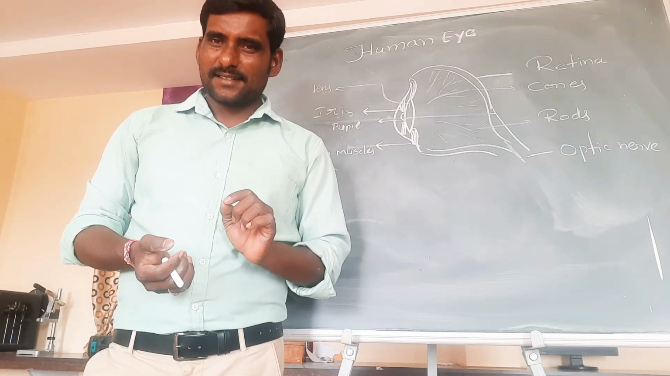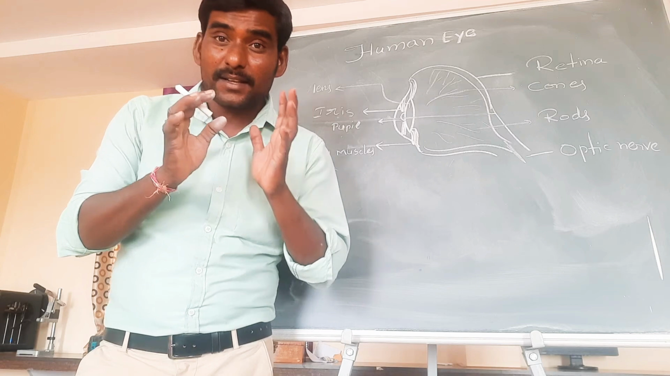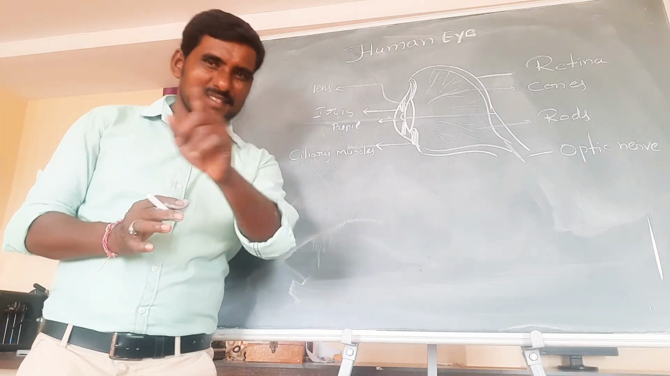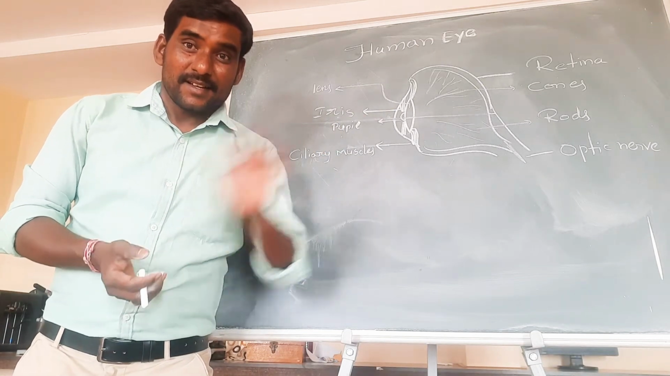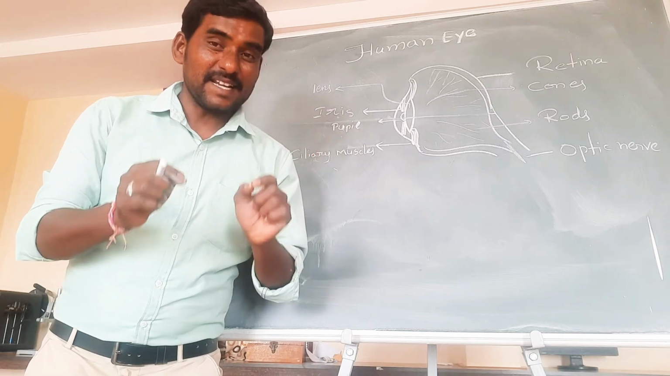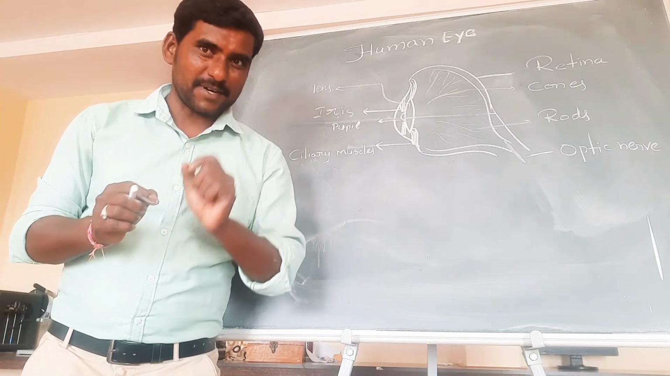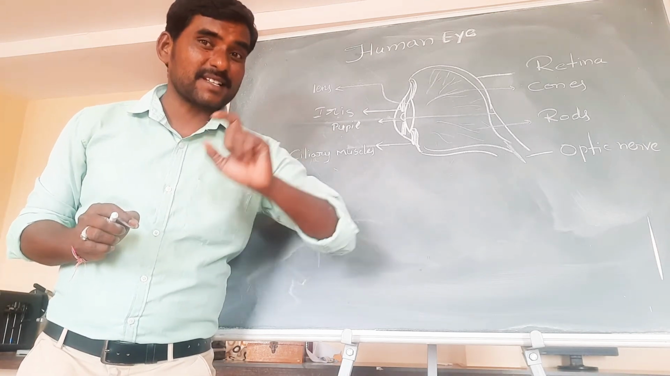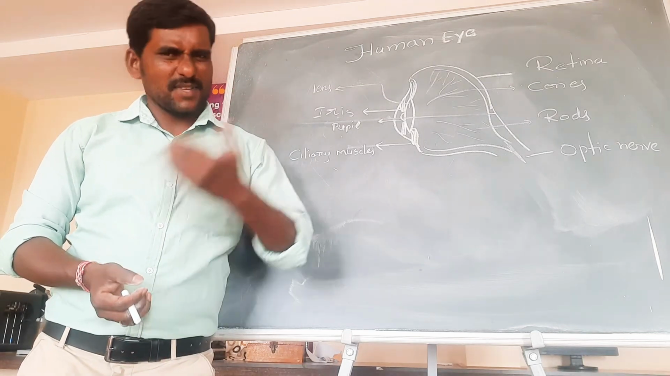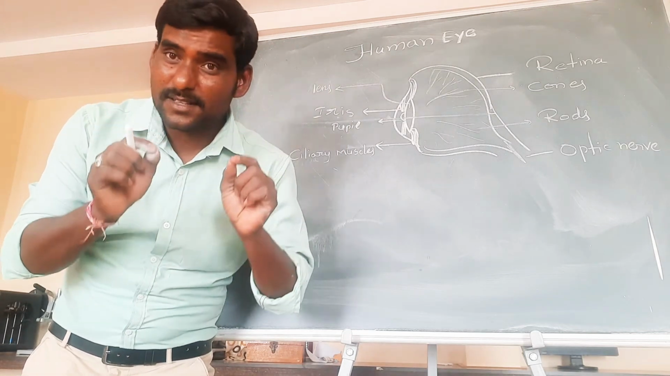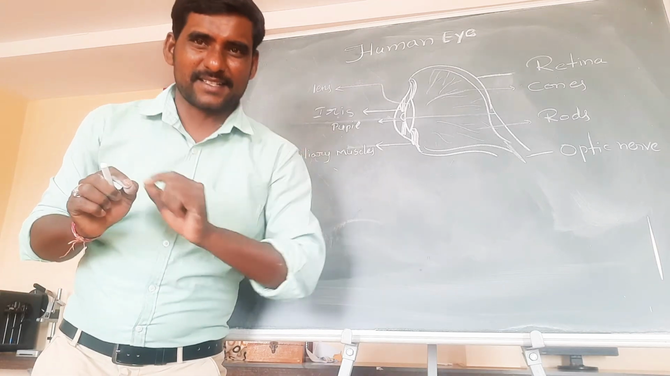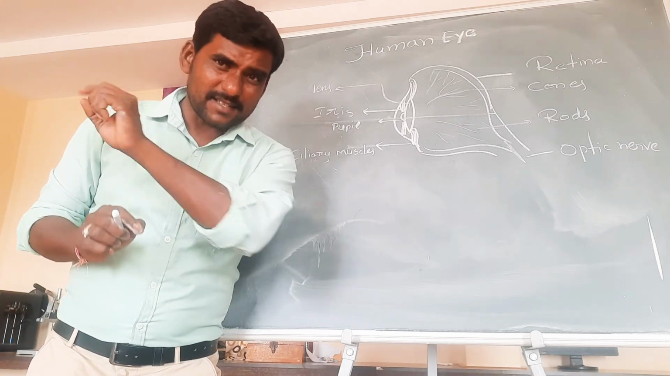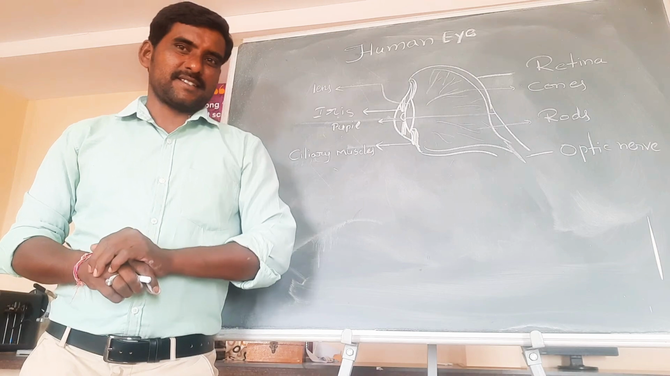Cones are used to see the colors in your surroundings. Cones can identify the color, intensity of color. Remember, and also you can write, if cones are absent, the person may get color blindness. Whatever the color. Very important. What is the cones? Cones can identify the colors, intensity of color. Due to absence of cones, the person may get the color blindness.